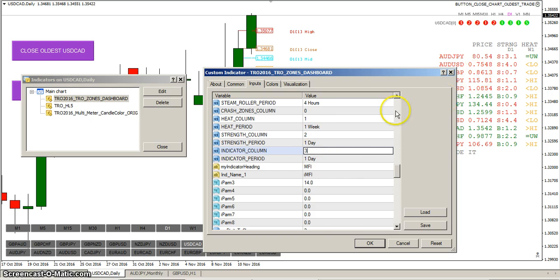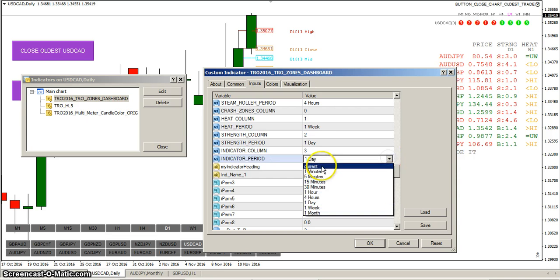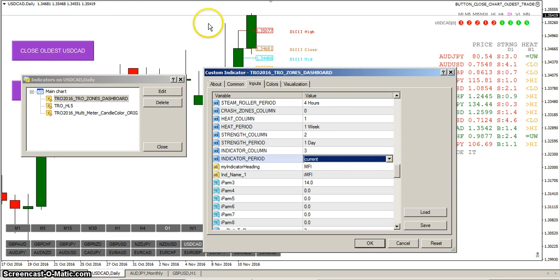Here I'm going to put it in column 3. We're going to use the 1 day, or in fact we'll just make that the current period, so whatever the period is on the chart, it'll use that one. And we've got our indicator heading, and you can make this whatever. For example, if you want to know that you're using the 14 period, you might say something like MFI 14. But the indicator name is the internal indicator name in MT4, so it's iMFI. And parameter 3 is how many periods we're going to use, 14.